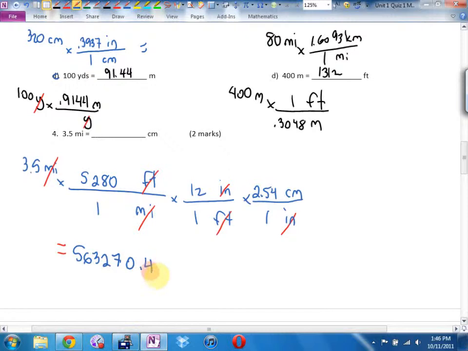How would I give out part marks? Well, first of all, if you got the right answer, you get 2 out of 2. If you got the wrong answer, but I could see that you tried using this approach, I'd give you 1 mark out of 2. Turn the page.